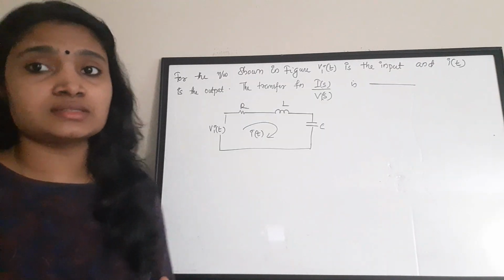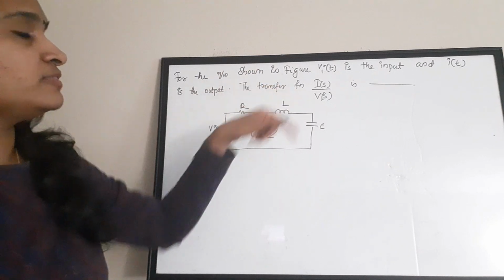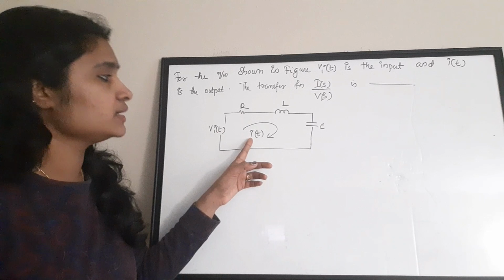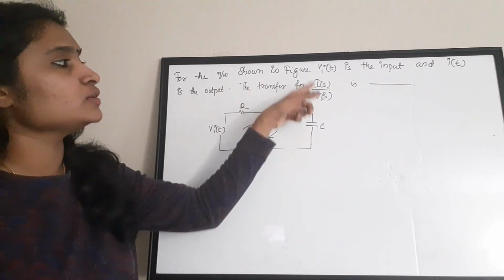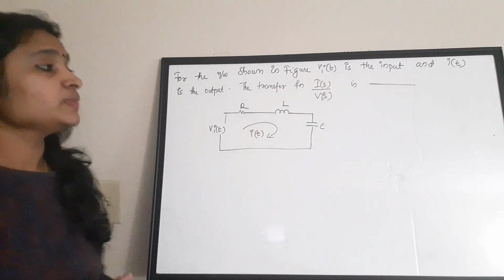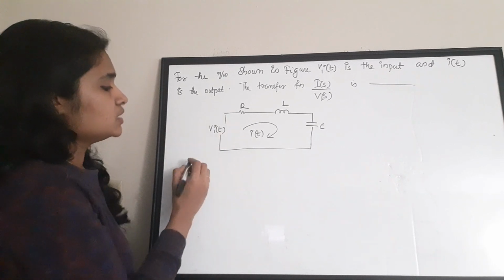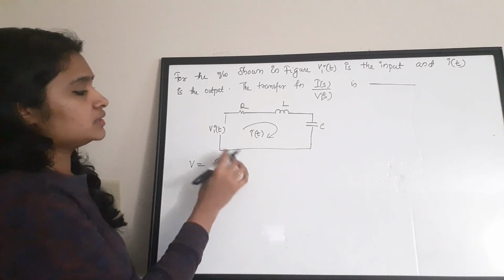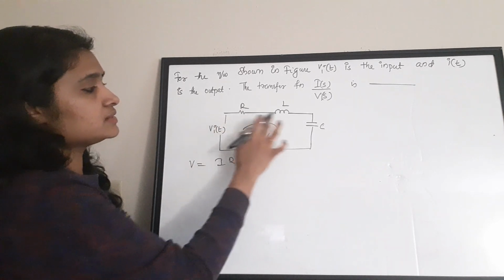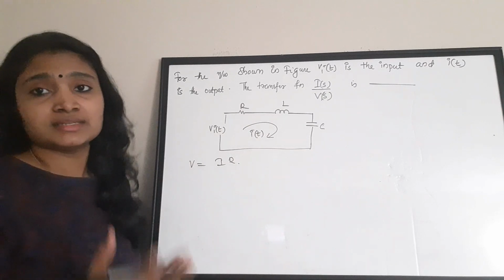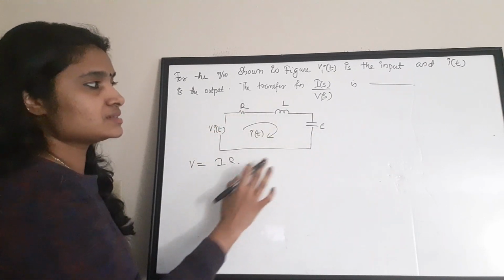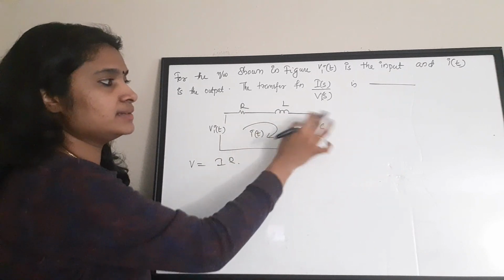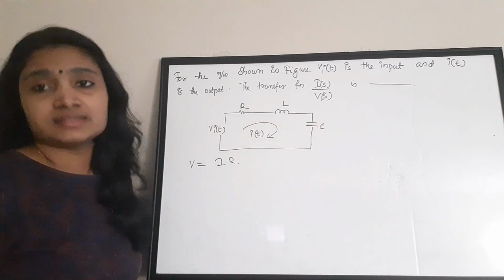The next question is this: for the network shown in figure, Vi of t is the input and I of t is the output. Voltage is V of t, current is I of t. The transfer function I of s by V of s is dash. We know that V is equal to I into R. So here these 3 elements are connected in series connection. So the equivalent will be the sum of these 3 resistance plus a reactance of this L and the reactance of this C.